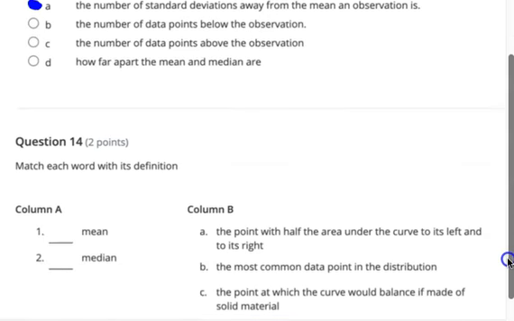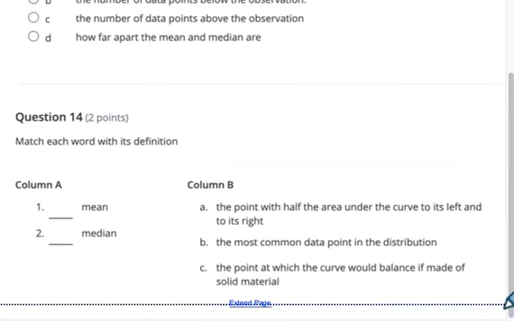Okay, and then this is from day 1 notes, just matching with the definition. Okay, the mean is going to be the point at which the curve would balance if made of solid material. So what that's saying is it's not going to be exactly the halfway point of any data. It's going to be a little bit toward the tail, the point where you can kind of stick a pencil under it and the curve would balance. And then the last one, median, we've been using this definition for multiple chapters now, the point with half the area to the left and half the area to the right.